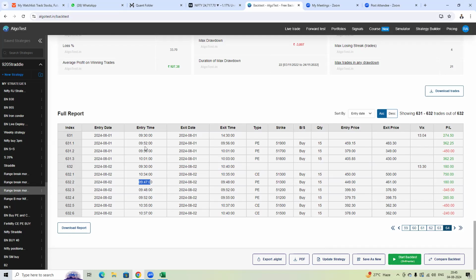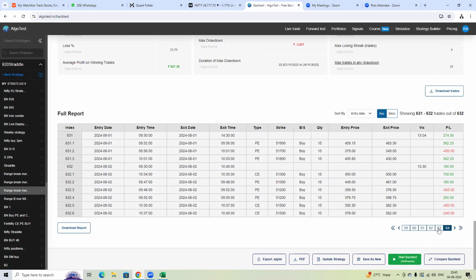The profit I have kept unlimited because I'm trailing the stop loss. You can see here at 9:47 it took a put option at 449 and sold it at 460. At 9:52 again there was a breakout, here it became 285, 270.